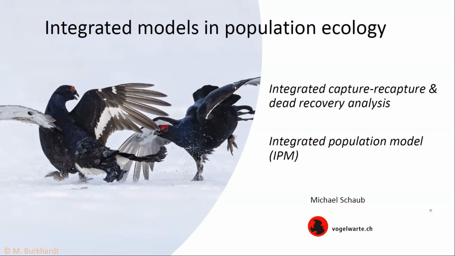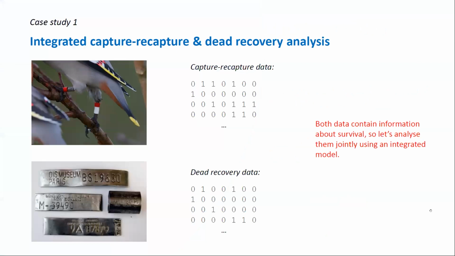And then the second case study is a true integrated population model. But let's start first with these capture-recapture and dead recovery data. Those are typical data sets, of course. You all know, when we have marked individuals, here a marked bird, a waxwing on the left-hand side, we can mark them and then we can resight them maybe next year. And then this produces these capture histories that we see here.